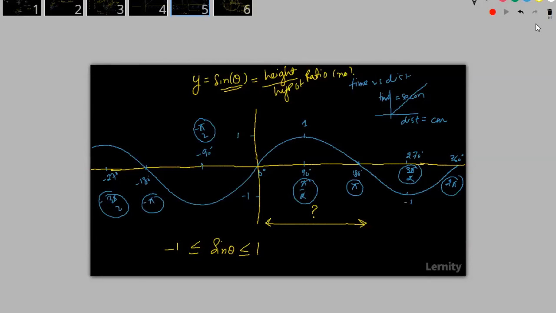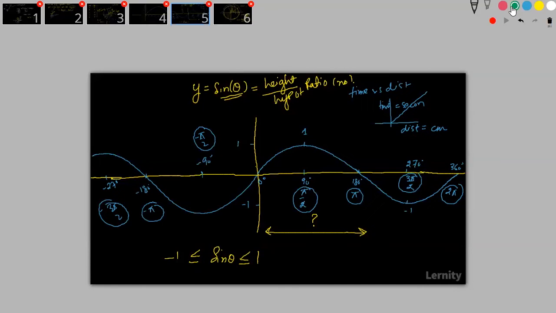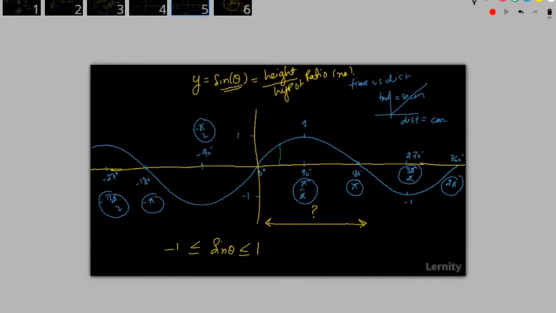Sir, when we take sine theta for more than 360, will we get more than one answer? No, bacha, you will get only one answer. For one theta, you will get only one answer. So for every theta, you get one answer. So sine theta will never be greater than 1. Okay, so fine.